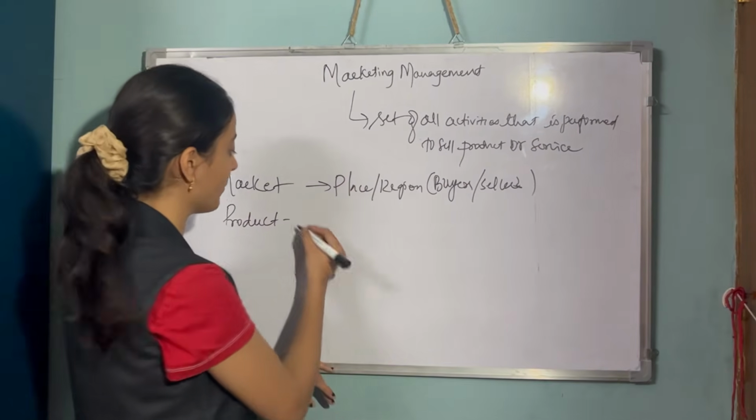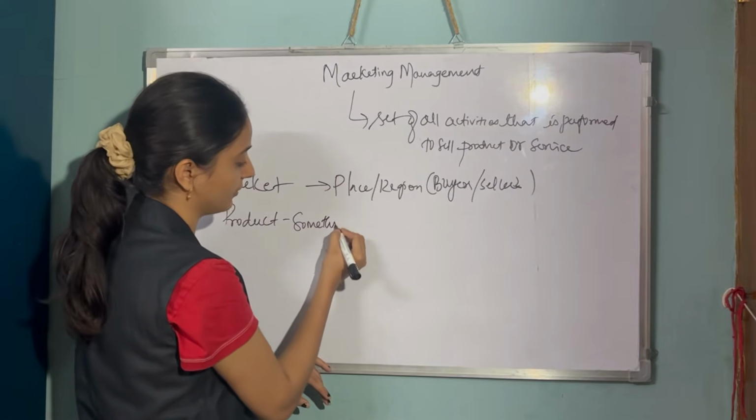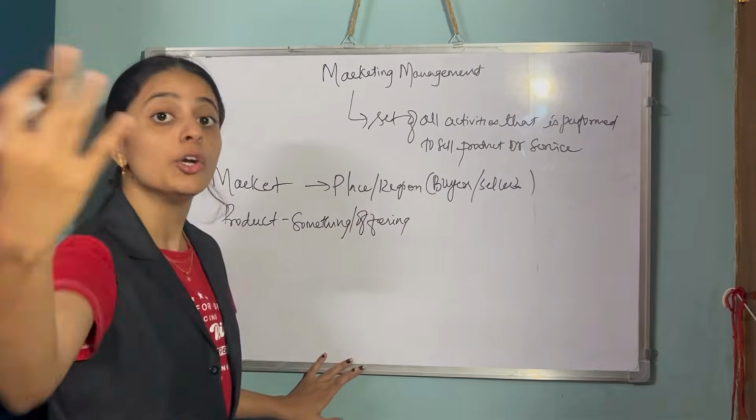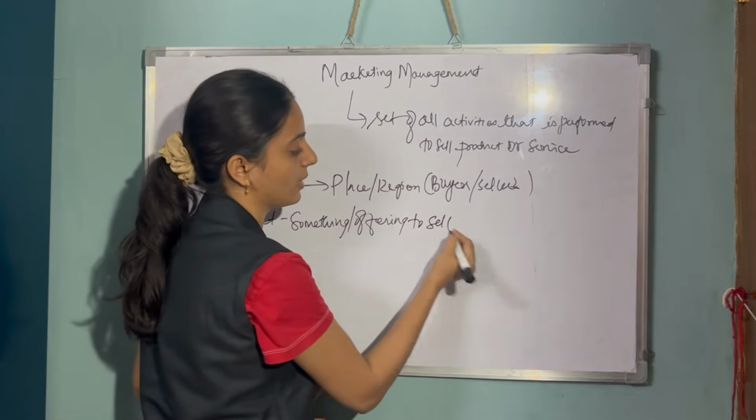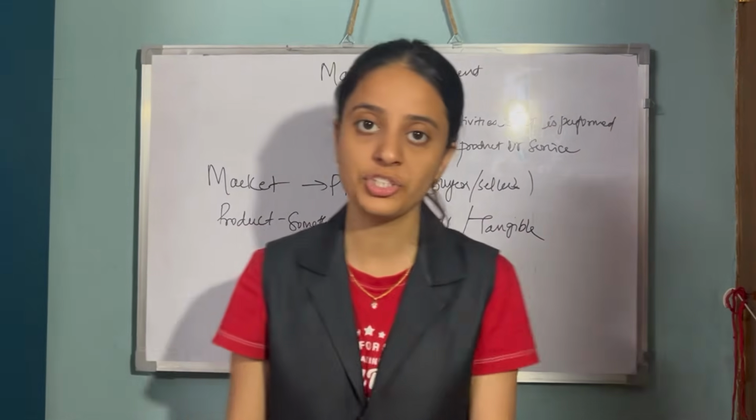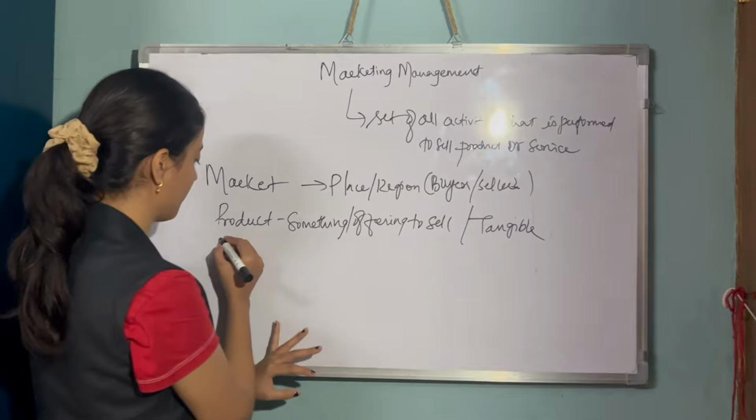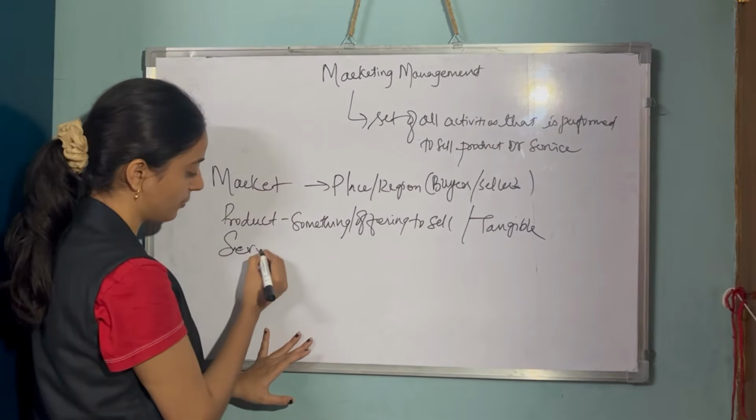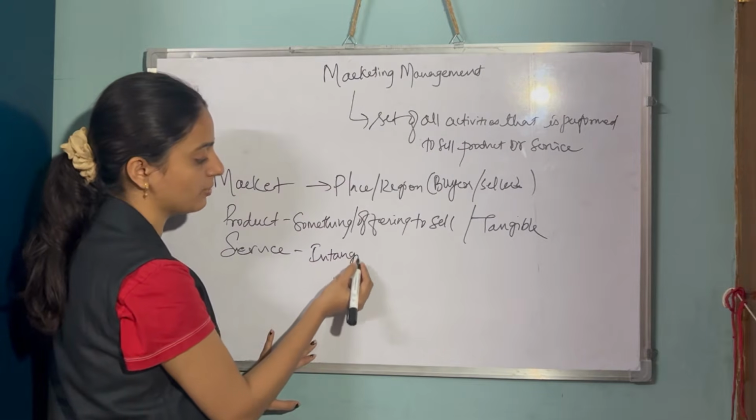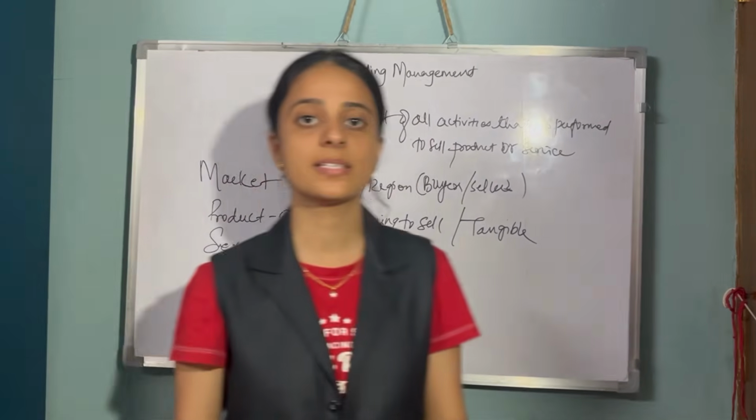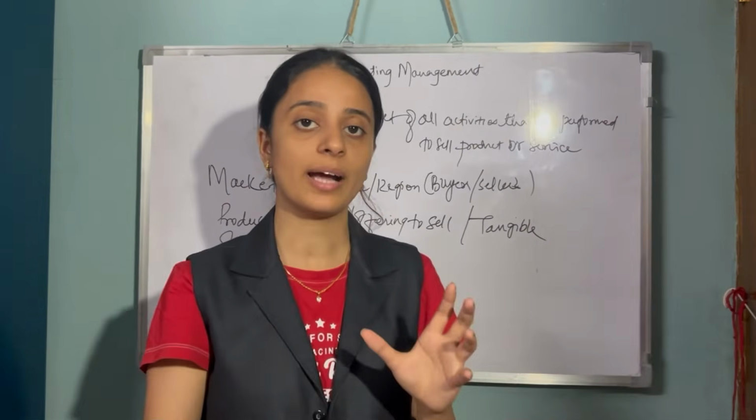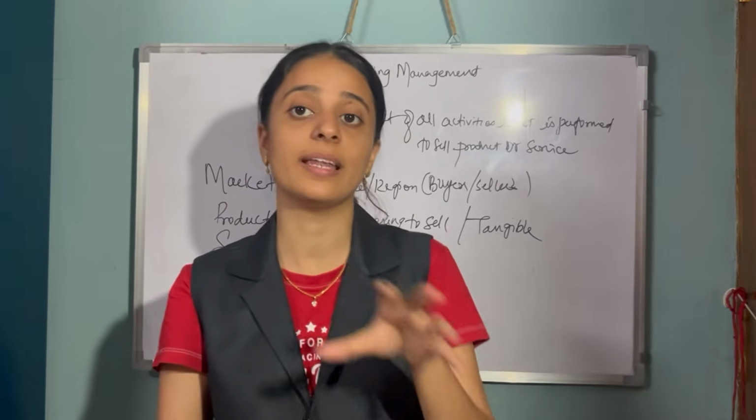Now, the next term is product. What is a product? Something which we are offering in the market to sell. Again, a product is tangible, which I can touch and see. Next comes service. What is a service? It's an intangible which happens when there is an actual sale. At the point of sale, the delivery happens.